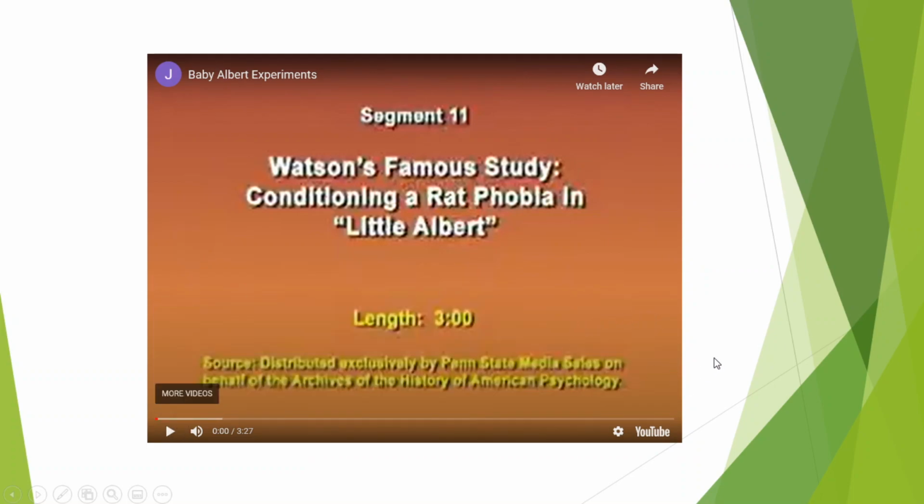So Little Albert was an unethical study. Now, it definitely would not get IRB approval nowadays. But essentially, Watson conditioned a baby named Albert to have a fear of rats and other similar white, fluffy types of animals. So we're going to watch a video to see how he conditioned Albert to gain this phobia.